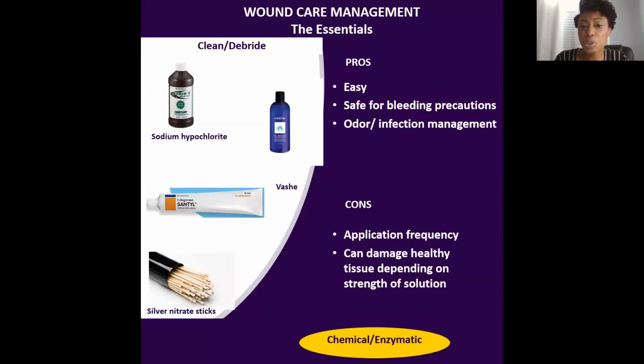And then we have chemical or enzymatic debriding agents. So fluids, solutions such as Dakin's, which is quite popular here in the United States. It's a bleach solution. Vashe, which is somewhat similar. Santyl, which I believe in the UK should be available because Smith & Nephew is the company that manufactures it. Silver nitrate sticks. These are all things that can help with chemical debridement.